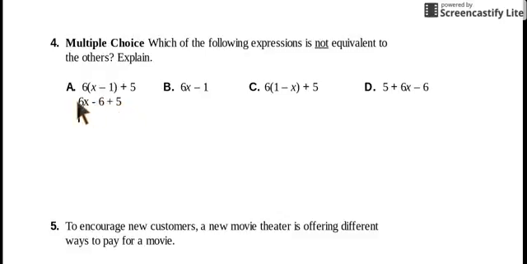So there are like terms here. We have a negative 6 and a positive 5. Negative 6 plus positive 5 is equal to negative 1, so we can just write it as 6x minus 1. And we notice right off the bat, A has the same expression as B.